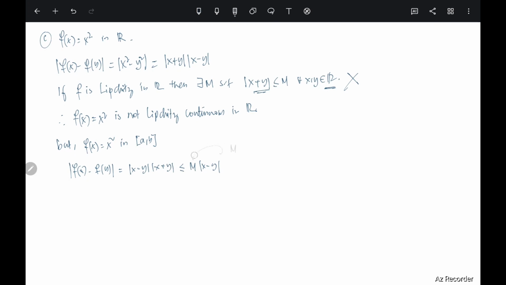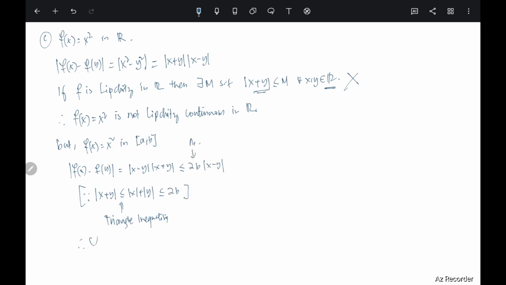Okay, so basically let me write it this way. Let me do it properly. You see here, since mod x plus y is always less than or equal to mod x plus mod y, this is the triangle inequality, right? Hence you see this is less than or equal, and mod x is always bounded by b, right? So this is always bounded by 2b. So this is 2b times mod x minus y. Okay, so this is your m.